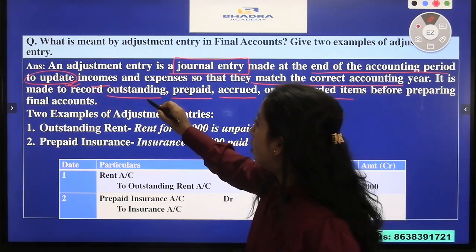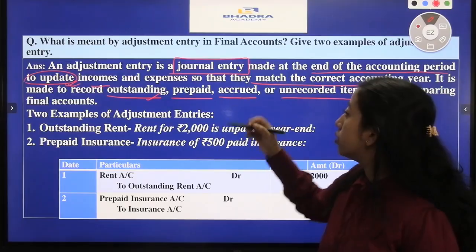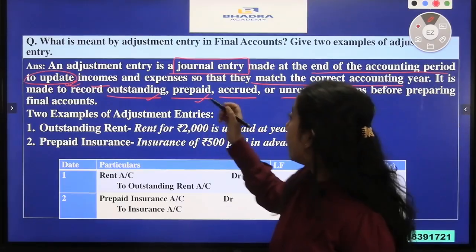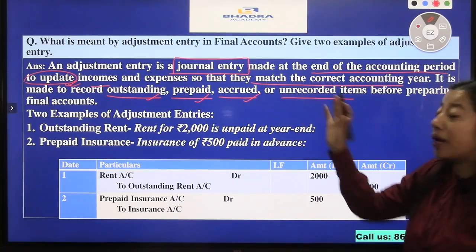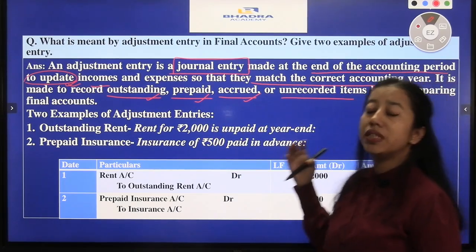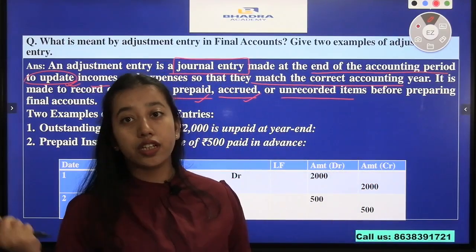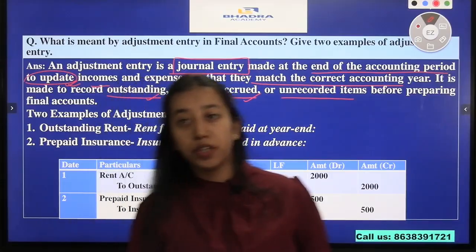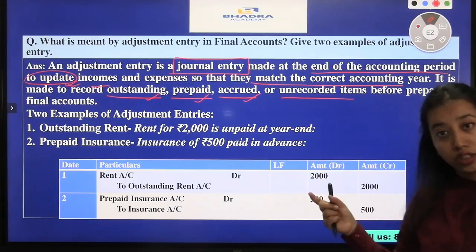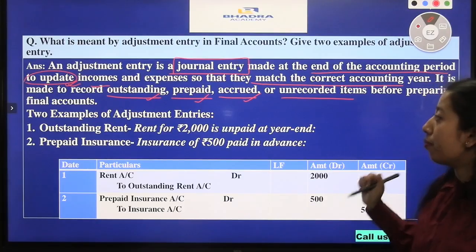Such as outstanding payments, prepaid payments or prepaid receipts, accrued payments and unrecorded items, that is, when the accountant misses recording certain things, like errors of omission. So to update those things, to record those omissions, adjustment entries are also made.